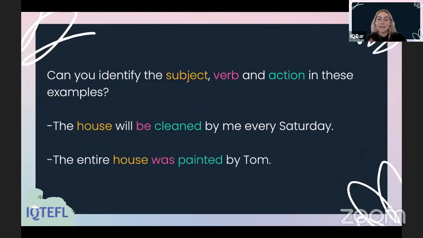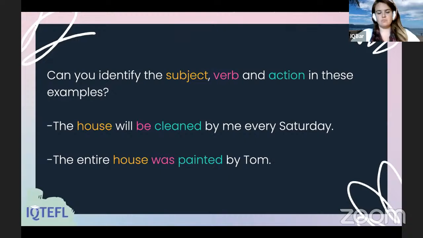So obviously, like Savannah mentioned, we have house in both sentences as the subject, and be and was as the verb. Now, why is this different? Because the sentences are in different tenses. So we need to change the tense of our verb so that the sentence is cohesive. Yes. And then our action is cleaned and painted. These are past participle verbs.